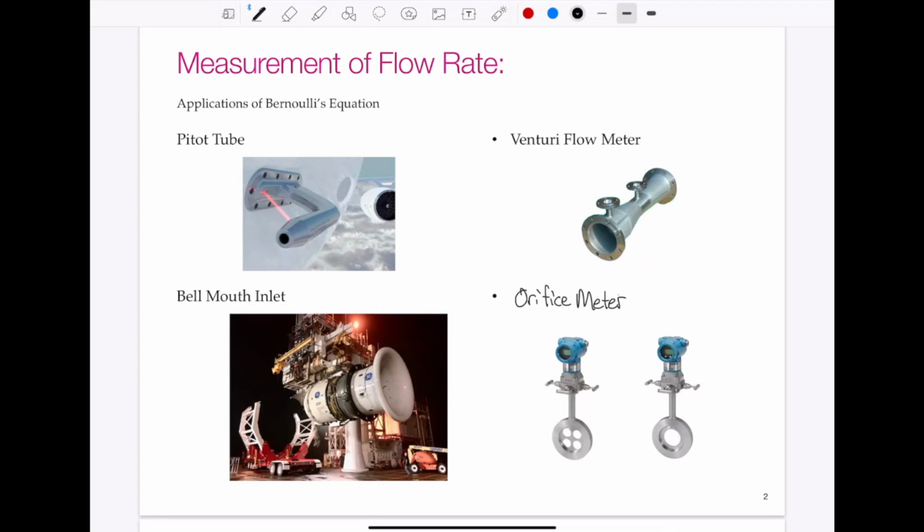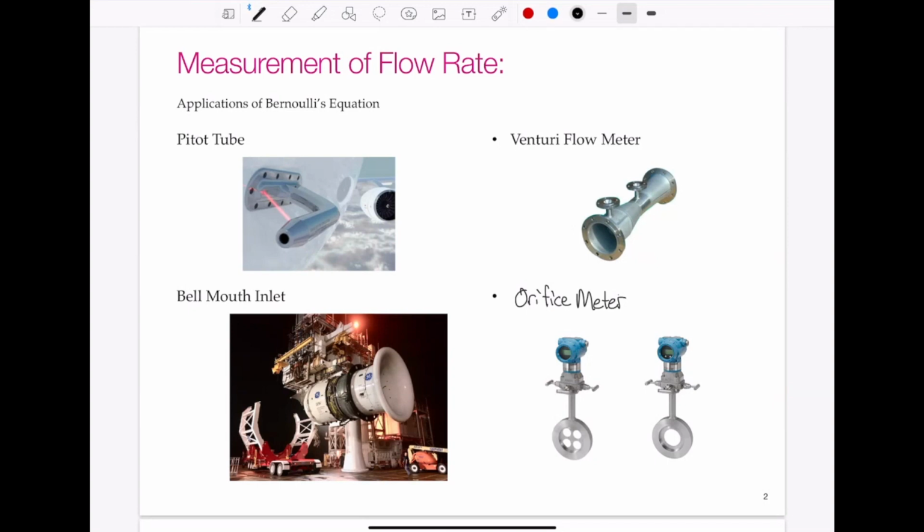Aircraft use them. They're on high-performance racing vehicles to get good data on airflow, and they're used to actually measure your airspeed for aircraft. Another one is a Venturi flow meter, which is the device that's used in your lab. It actually looks very similar to this. It is the most accurate method of measuring flow rates, but it can be a bit difficult to set up sometimes.